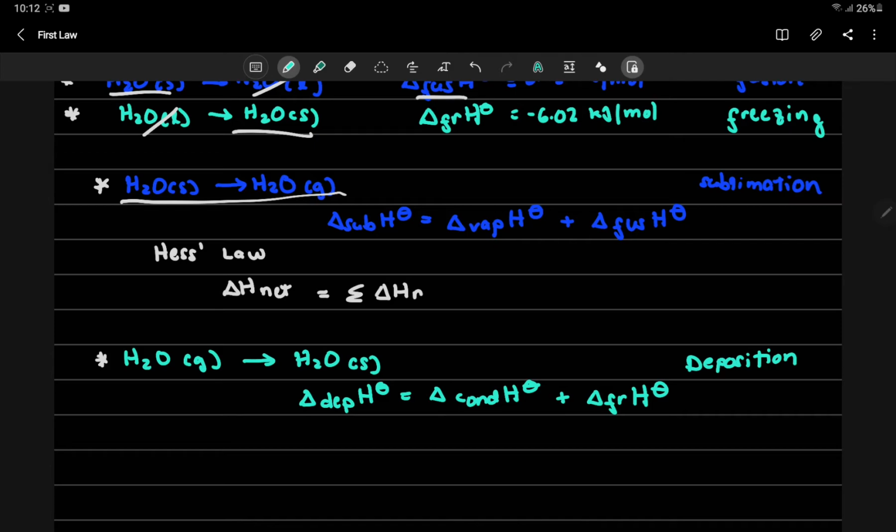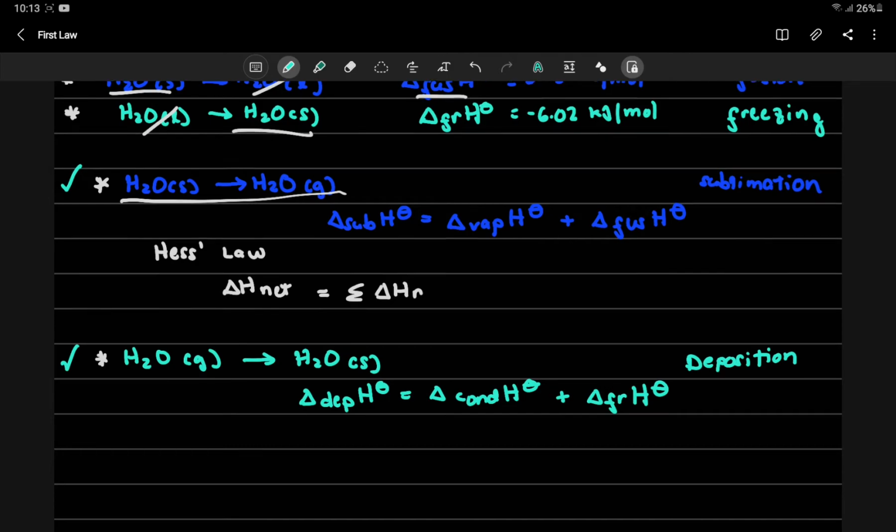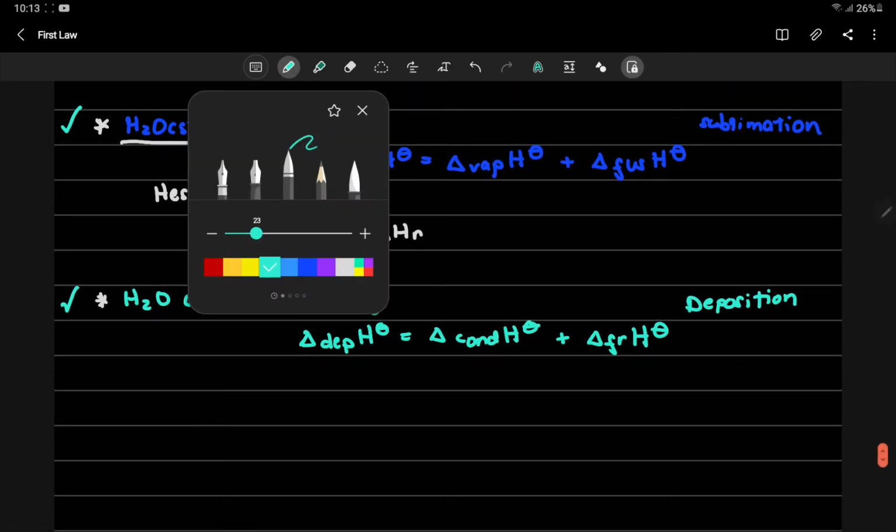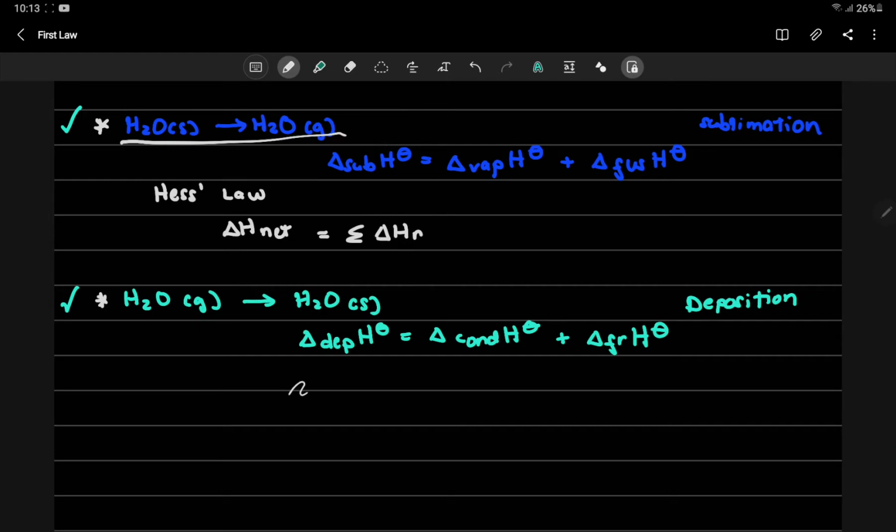And if you notice, these two processes, si sublimation tsaka deposition, they are opposites. Sublimation is solid to gas and deposition is gas to solid. So kung opposite sila, ang ibig sabihin lang yon is that yung enthalpy nung kay deposition will just be equal in magnitude but opposite in sign ng kay enthalpy of sublimation.